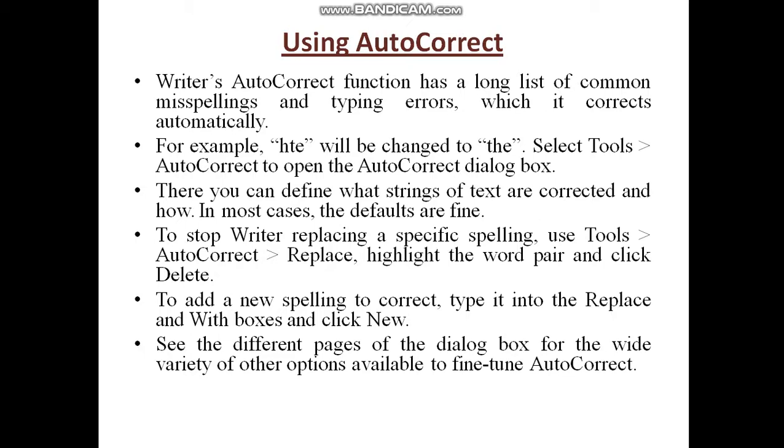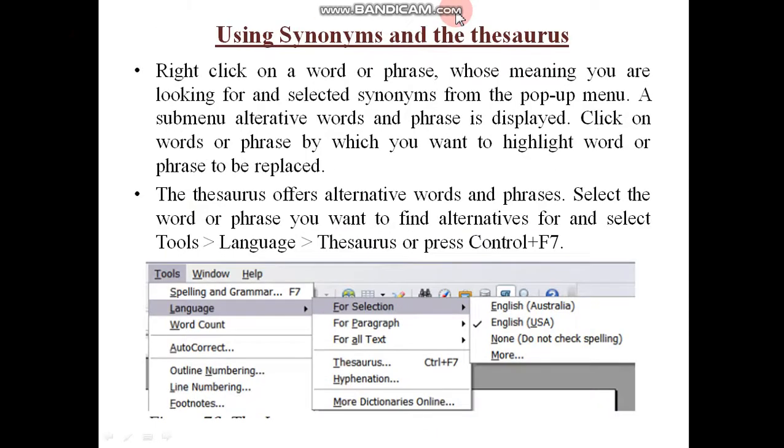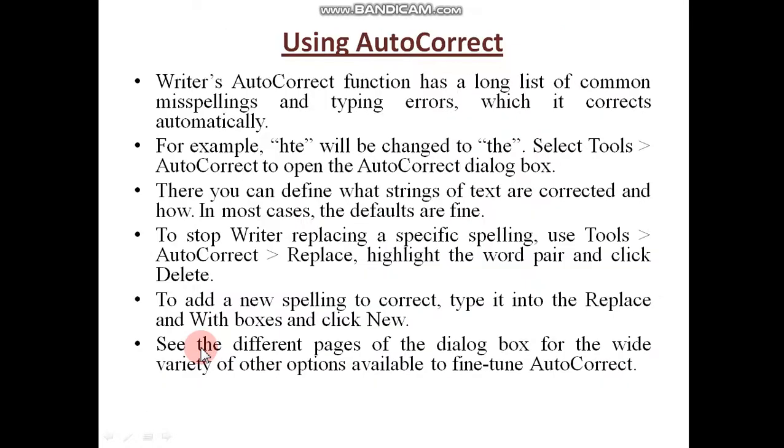For that, go to the Tools menu, then AutoCorrect to open the AutoCorrect dialog box. As you see in the figure, go to the Tools menu, then go to the AutoCorrect option here. There you can define what strings of text are corrected and how. In most cases, the defaults are fine.